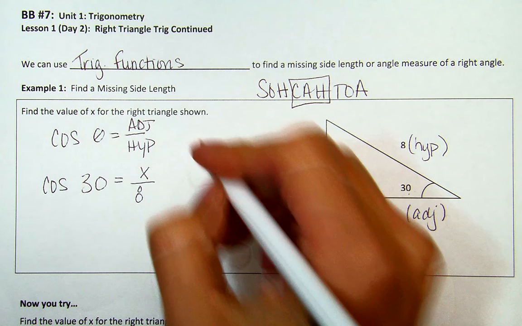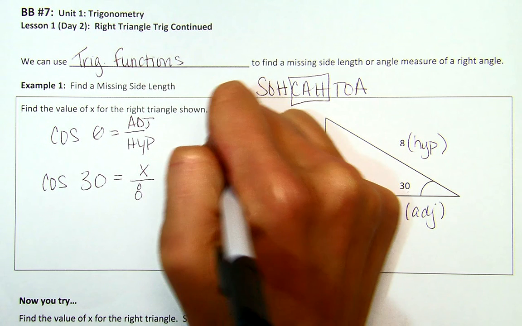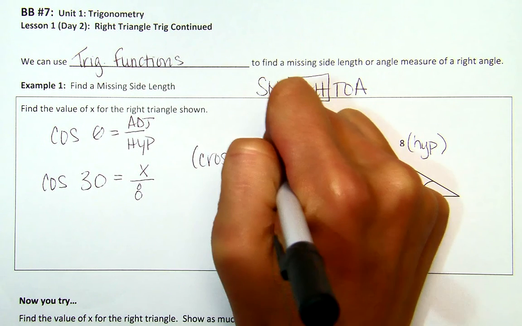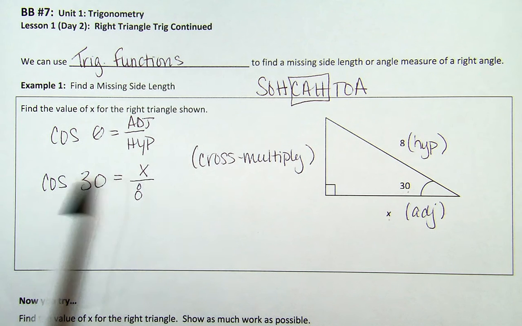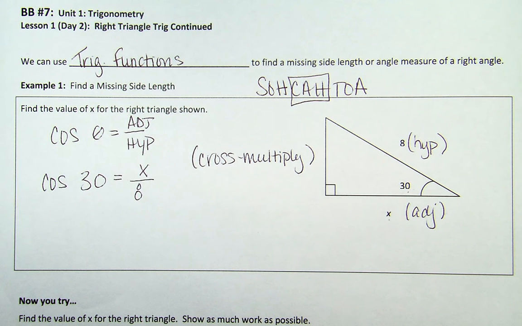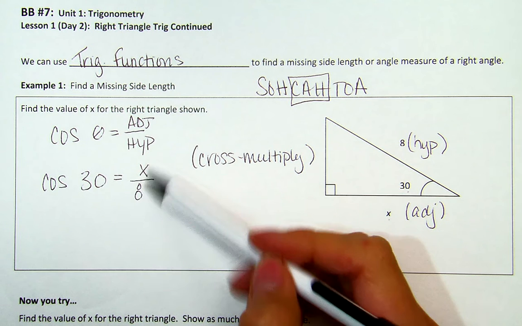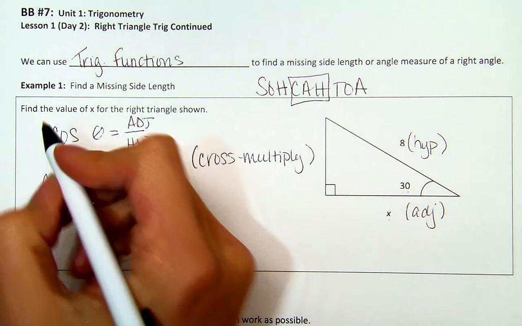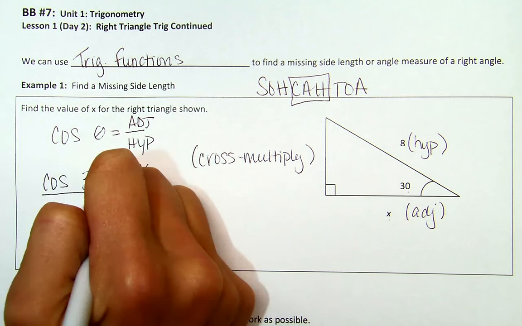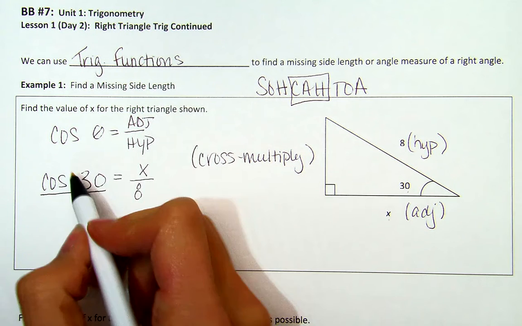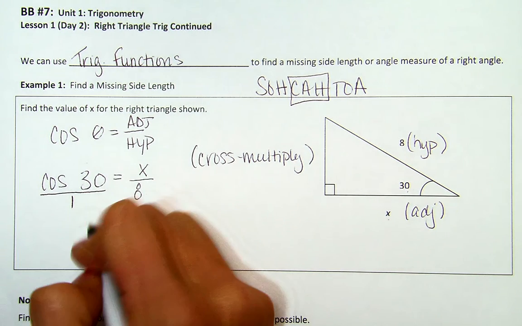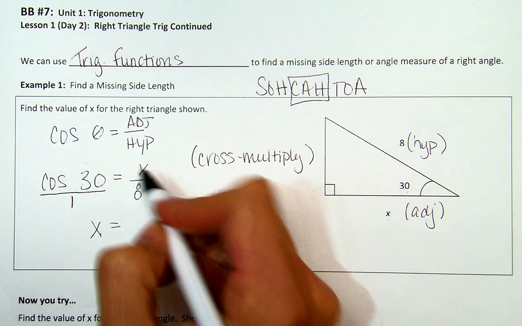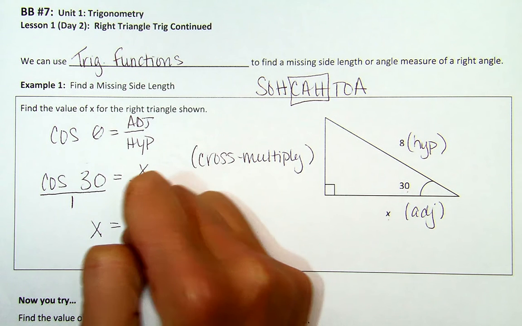At this point, I can actually cross multiply. But before I do that, I want to make sure I stack both sides to be the same. So since my right-hand side is given as a fraction, I'm going to stack my left-hand side as a fraction, putting it over 1. And then I can cross multiply to solve for x. So 1 times x is equal to 8 times cosine of 30.